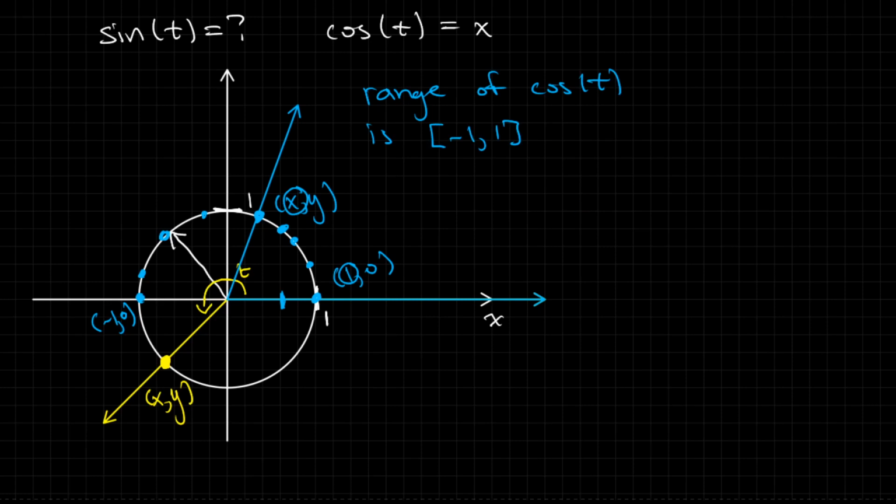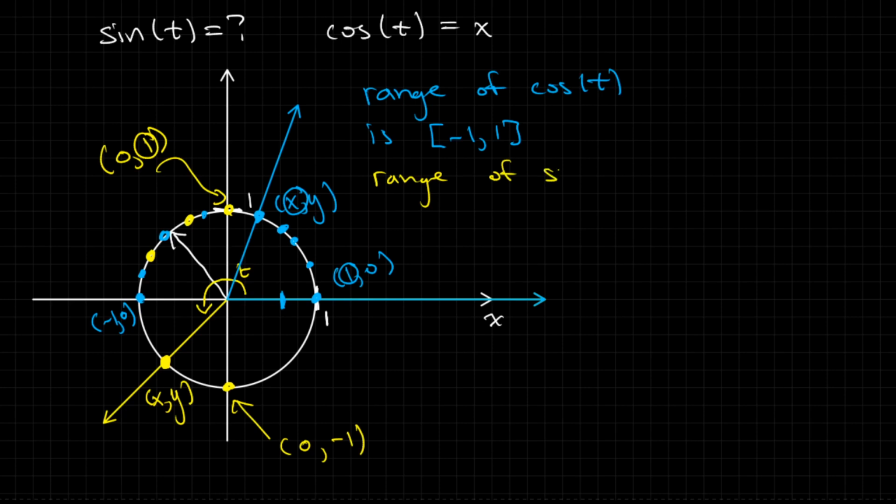A very similar argument, except switching the x values for y values, tells you what the range of the sine function is. So what is the terminal point on the unit circle with the maximum y value? Well, that would occur at the very top of the unit circle. That's 0, 1. The maximum y value is positive 1, and similarly, the minimum y value is going to be negative 1. So that means that the range of sine of t is [-1, 1] as well.